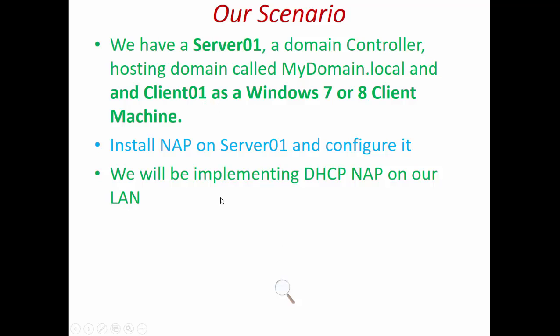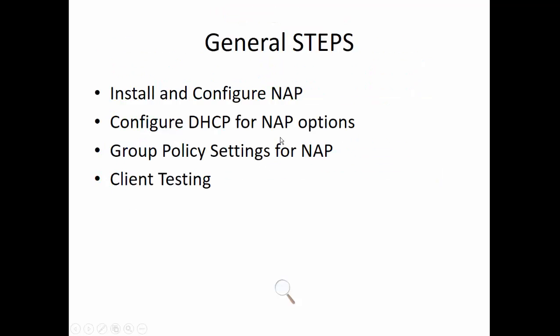Okay, and install NAP. This is irrelevant, really. So let's just go ahead. Okay, general steps are install and configure NAP, configure DHCP for NAP, group policy settings for NAP, and client testing for NAP. Okay, I forgot that.